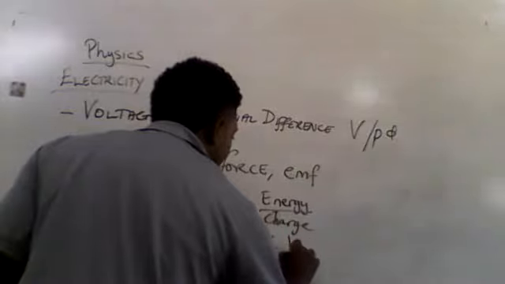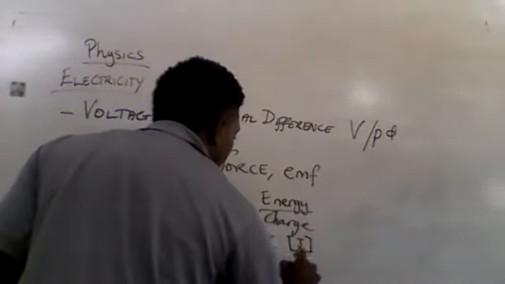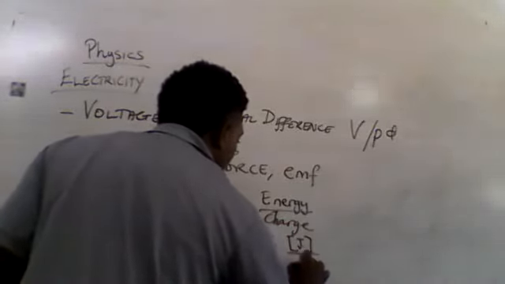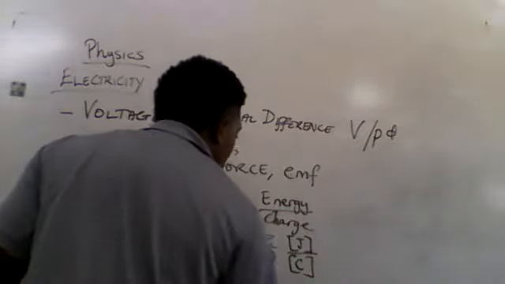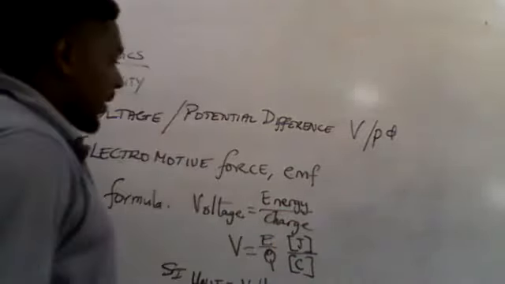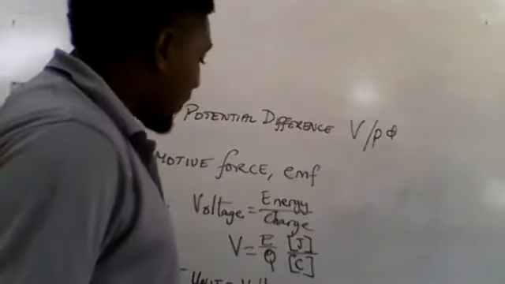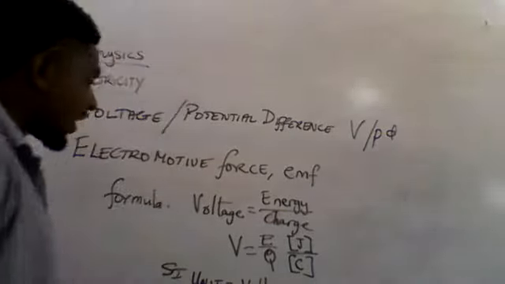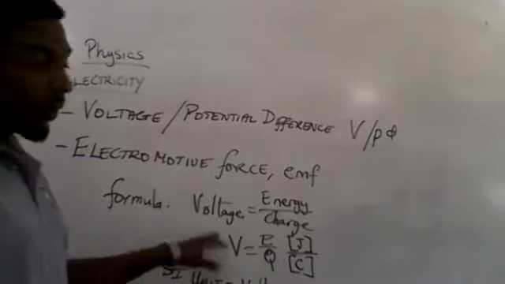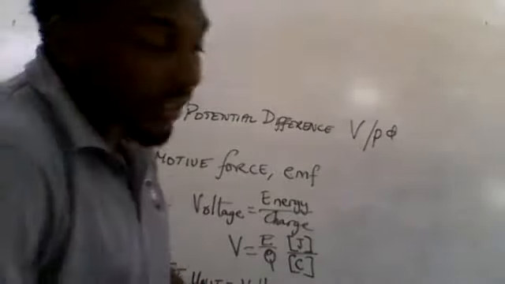Energy is measured in joules, and charge is measured in coulombs. Joules per coulomb is equal to volts, or J C to the power of negative 1 is equal to volts. So that's the SI unit of voltage. Voltage is measured in volts.